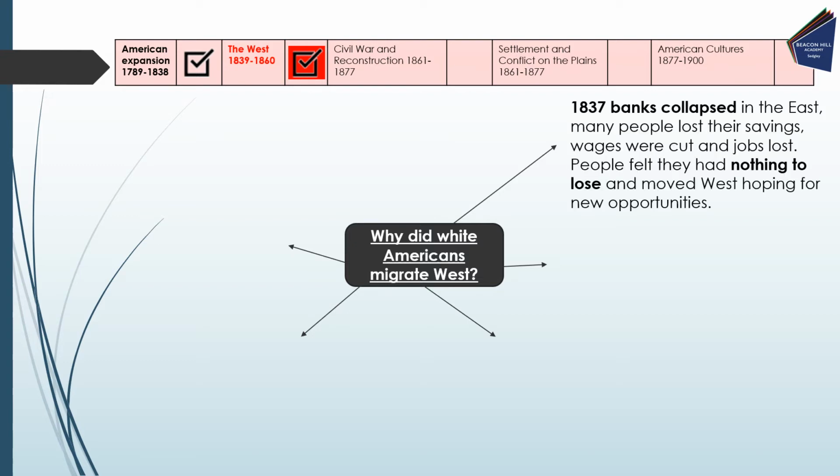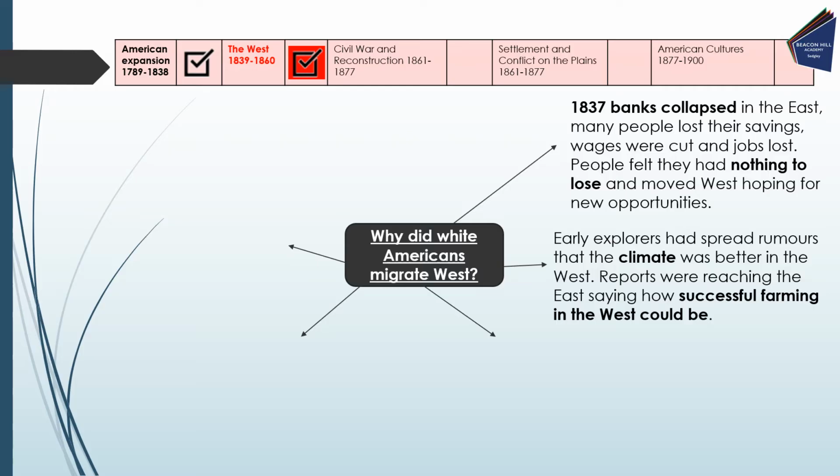So first of all, in 1837, you need to know that the banks collapsed in the east. So many people had lost their savings, wages were cut and jobs were lost. And as a result of this, our explanation here, if we were asked a 10-mark question and we were looking for a PEEL paragraph, is that people felt that they had nothing to lose. So they decide that they're going to move west, hoping for new opportunities because the economic situation in the east is so dire.